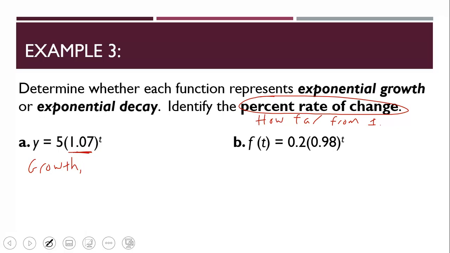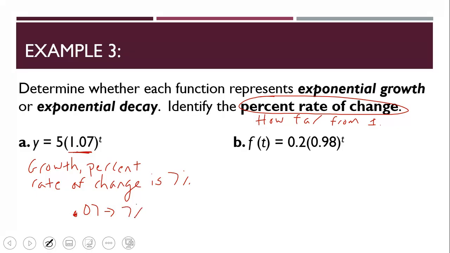And we know that the percent rate of change, how far away am I from the value of 1? Is 7%. Okay, it's 0.07, which means 7%. Okay, I'm growing at a rate of 7% each, whatever it is. In this case here, we can see that we're below 1. So because we're below 1, this represents a decay function.